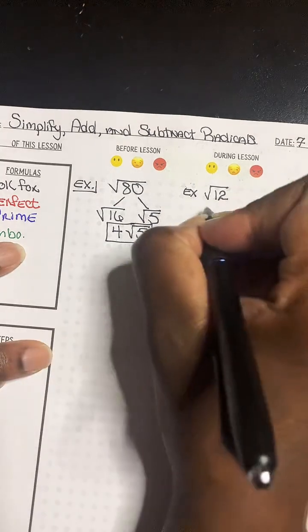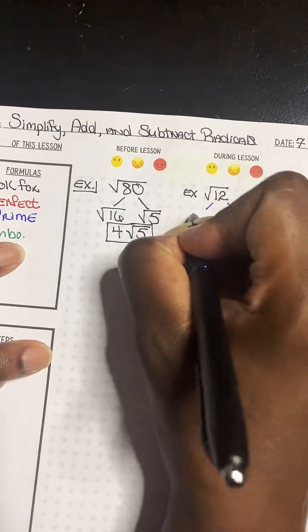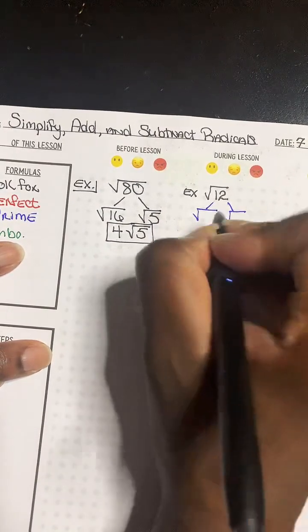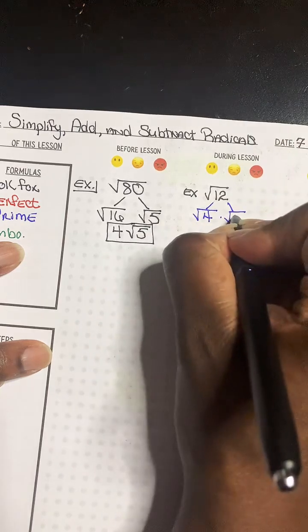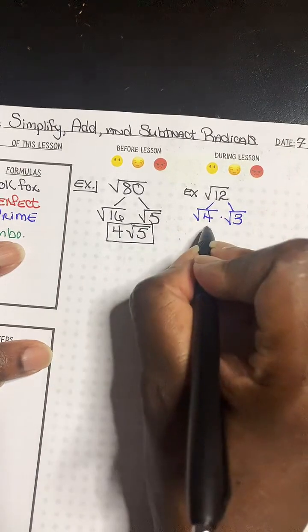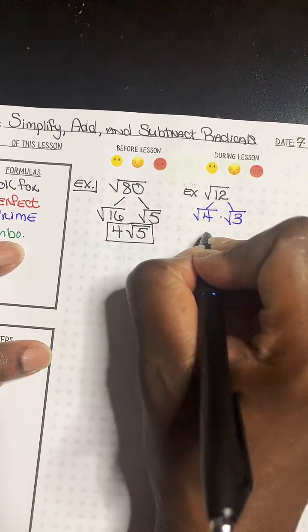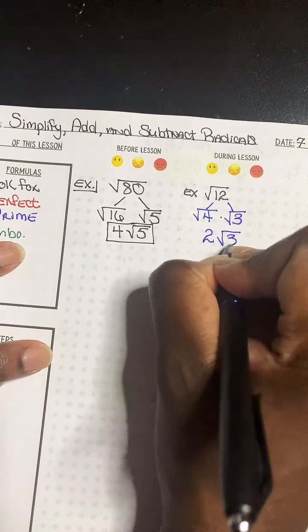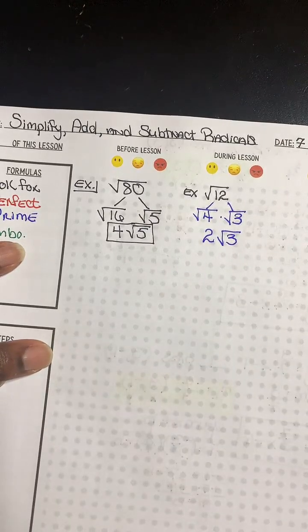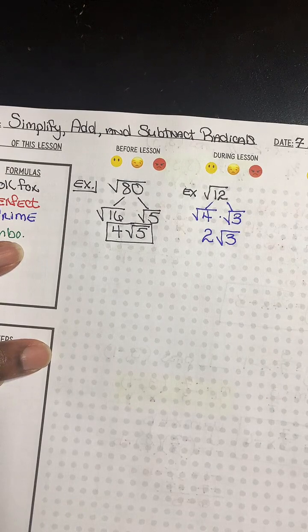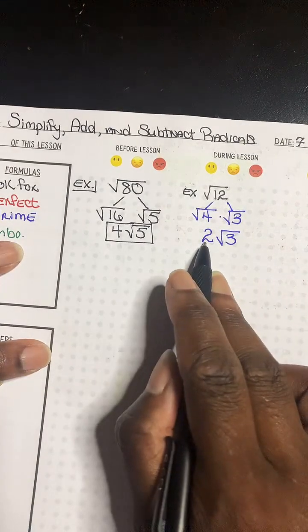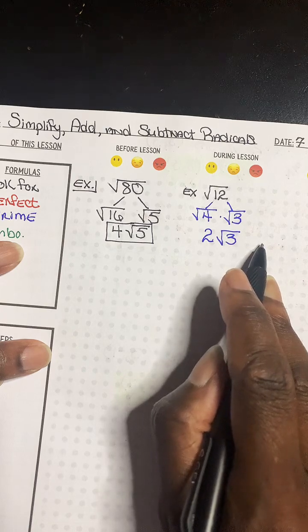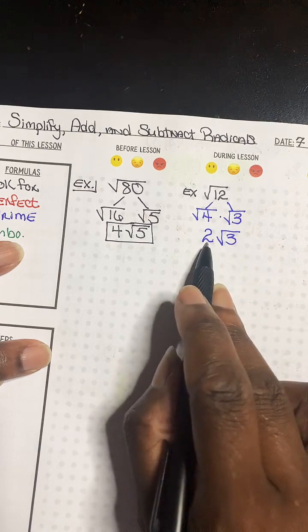Now, me personally, I like to put the perfect square in front. The reason why I like to put the perfect square in front, here's my 4, here's my 3. So when I break it out of this radical and it turns into a 2, I'm already in that perfect prime breakdown format. You don't want your whole number lagging in the back like a dog following you, right? You want to put your whole number in front.